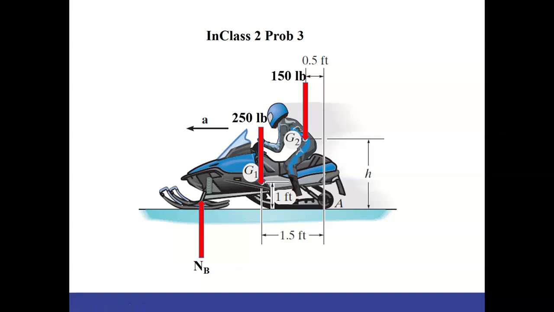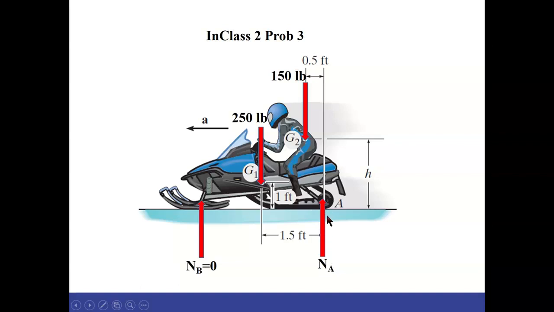Now there is a statement in the problem which says the front skid does not lose contact with the ground. That means it's at the verge of losing contact with the ground. If that happens, then this normal force is 0. So at the verge of liftoff, this is 0. We design for the worst case condition at liftoff, so it's 0. The normal force at the rear track is NA, which goes up.